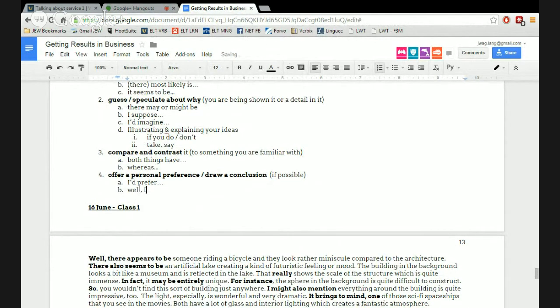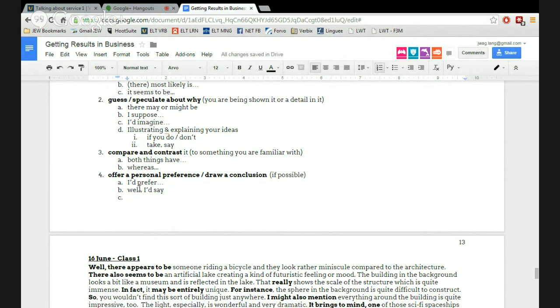I prefer, well, I'd say... Any kind of, so these are 2 examples. I'd prefer to live in a place that took care of its animals. Well, I'd say that protecting animals is a really important thing, not just for the animals, but for the community. So these are 2 quick examples of things that you might say.